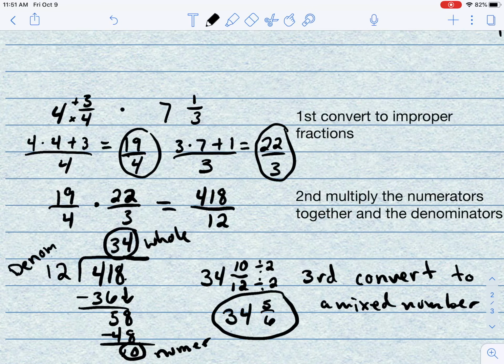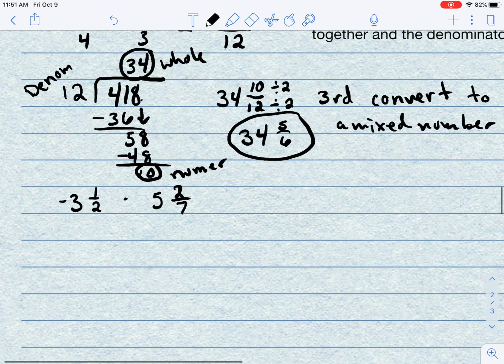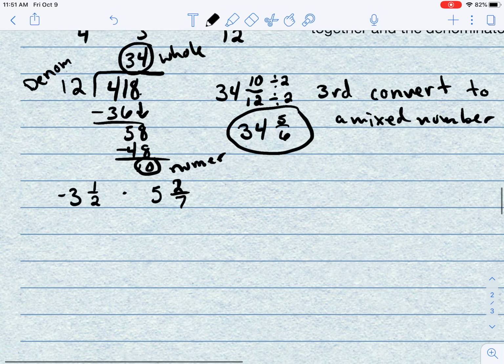So those are the steps to multiply mixed numbers. Okay, this next one, go ahead and pause the video, go through the steps, and then once you've got your answer, hit play and see if you get the same thing I do.